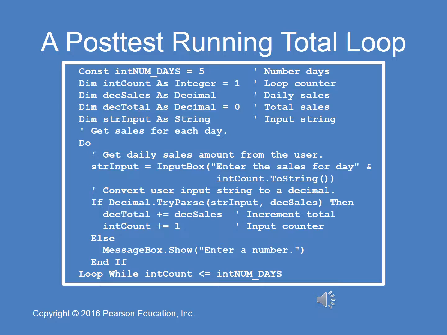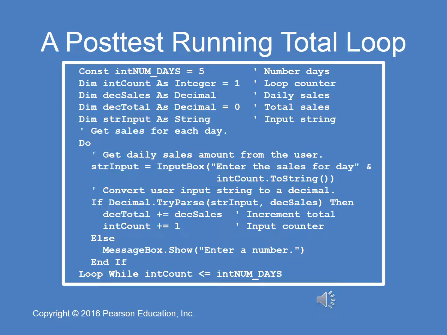Now, decimal total is the accumulator. And notice up where we're declaring our variables, we also initialize that to 0. If that wasn't initialized to 0 the first time we tried to add decimal sales, which will have a valid value in it, to decimal total, we'll get an uninitialized variable being used error. Let's increment our counter from 1 to 2.